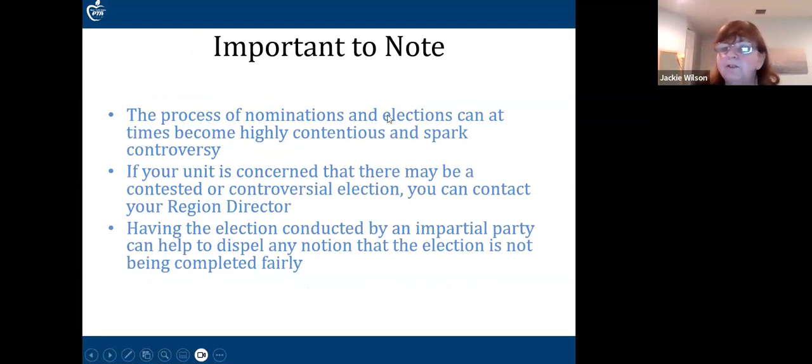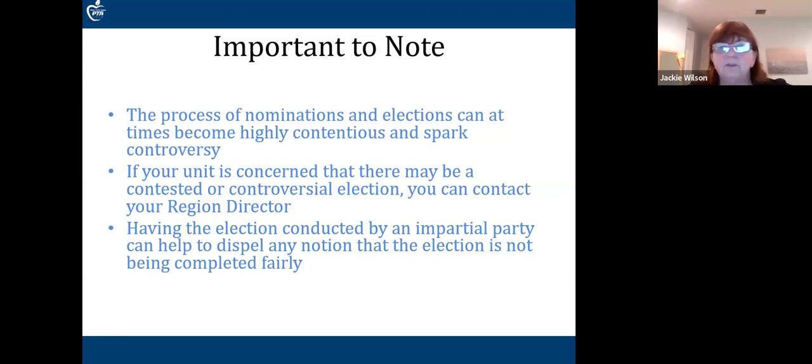The process of nominations and elections can at times become highly contentious and spark controversy. As I mentioned in the beginning, I got very many questions on this when I was a region director. If your unit is concerned that there may be a contested or controversial election, you can contact your region director. Having the election conducted by an impartial party can help to dispel any notion that the election is not being completed fairly.